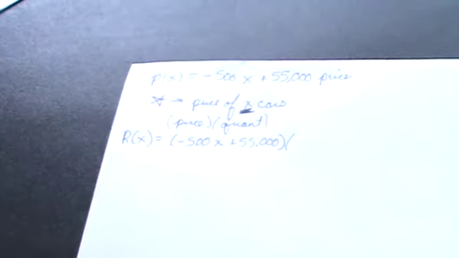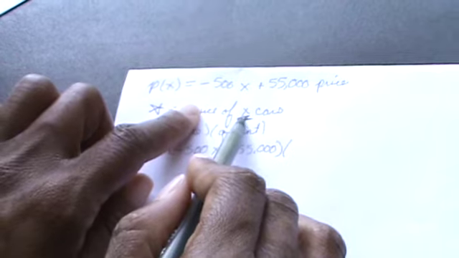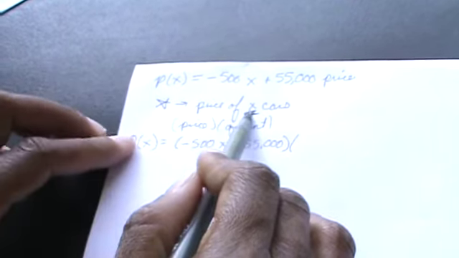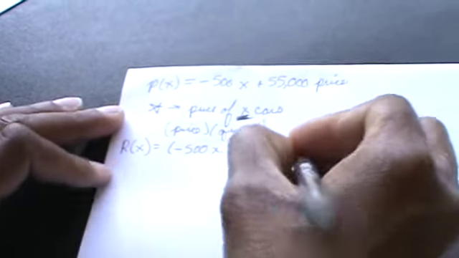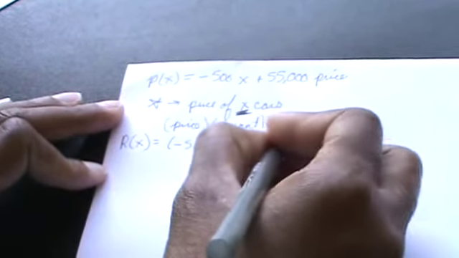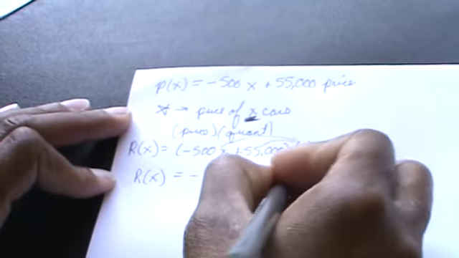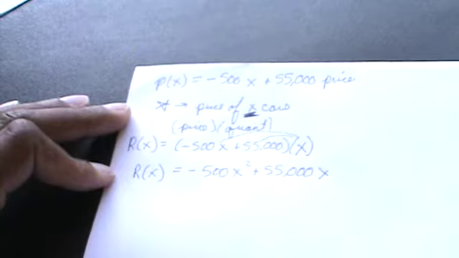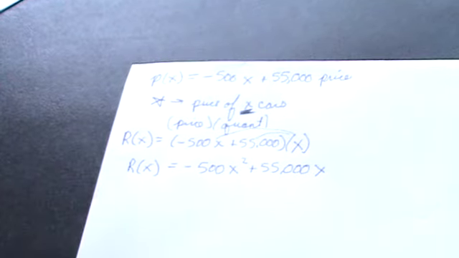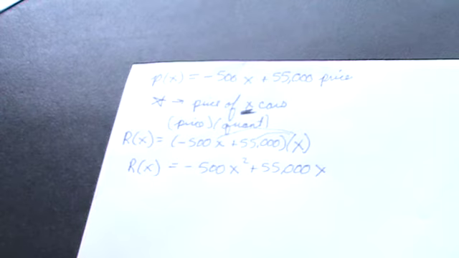If I go back to what I have here, it says that this is the price of manufacturing X cars. So X represents the quantity here. So if we distribute the X to both of these terms, then you get that your revenue, R of X, equals negative 500 X squared plus 55,000 X. Alright, so this is where I'm going to end this video. It's really important to understand those concepts. Please go over them repeatedly so that you have a deeper understanding of some of the major functions that will be used in the class.